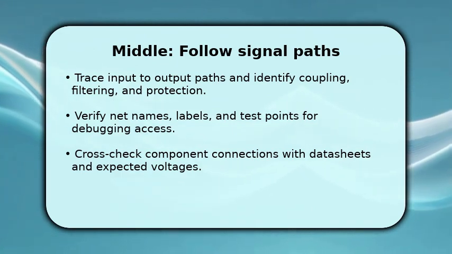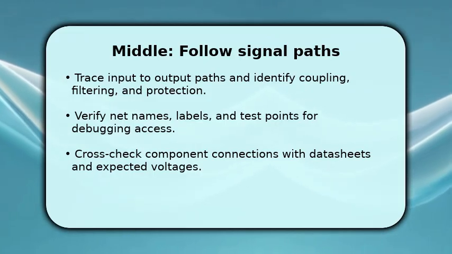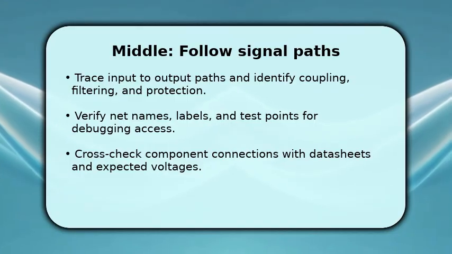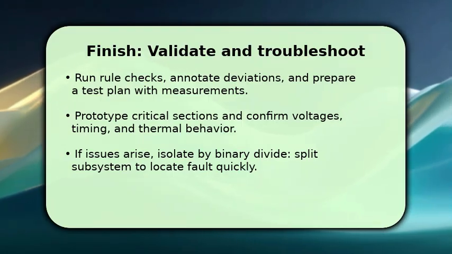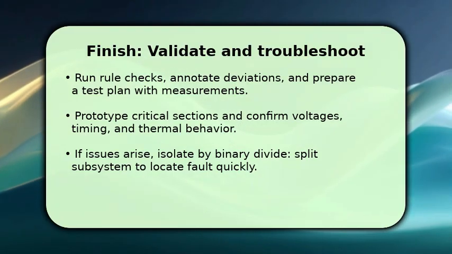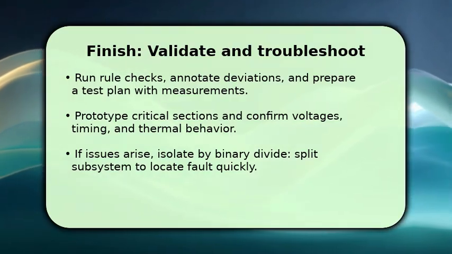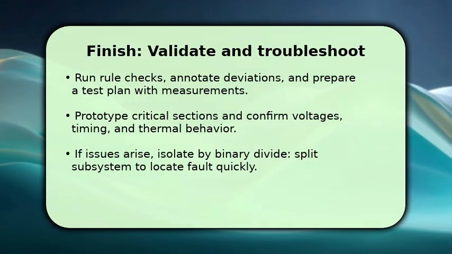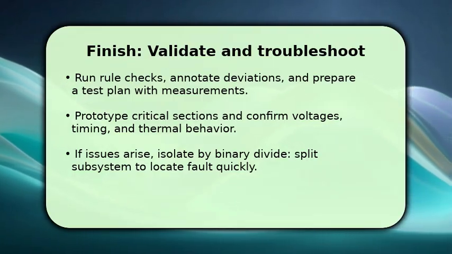Finish by validating connections and preparing to test. Run schematic rule checks and document any deviations, then assemble a concise test plan listing expected voltages, timing checks, and thermal observations. Prototype the most critical sections first and verify supply rails, reference voltages, and signal timing under real conditions. If something goes wrong, isolate the problem using a binary divide approach. Disable half.